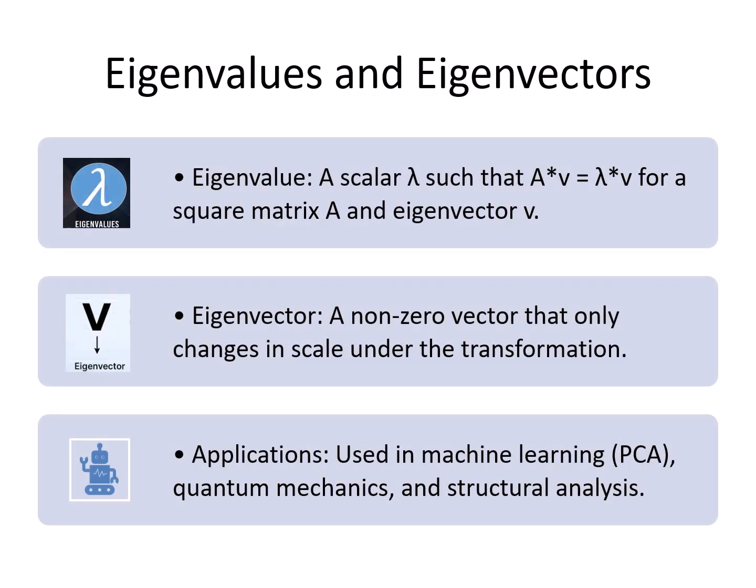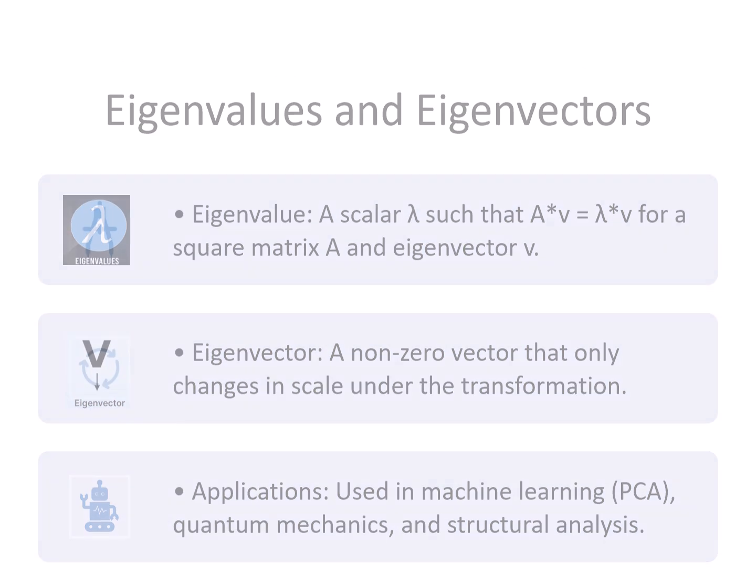And my last part is about eigenvalues and eigenvectors. This is a powerful concept. An eigenvector of a matrix is a direction that doesn't change when the matrix acts on it. It might stretch or shrink, but it doesn't rotate. An eigenvalue is how much it stretches or shrinks. This concept is used in machine learning, in physics, even in structural engineering.